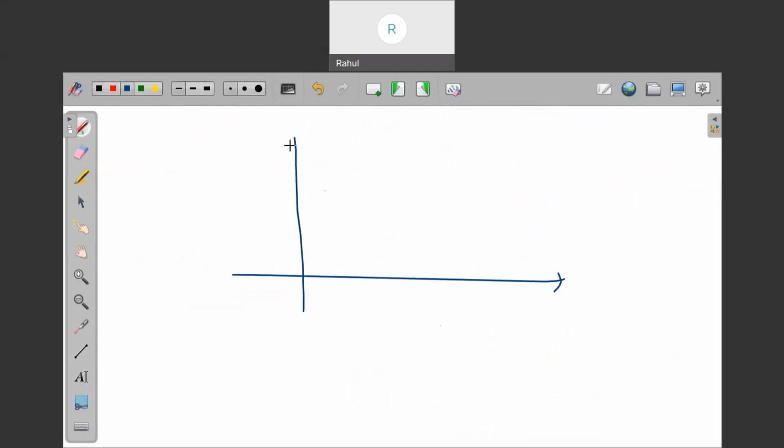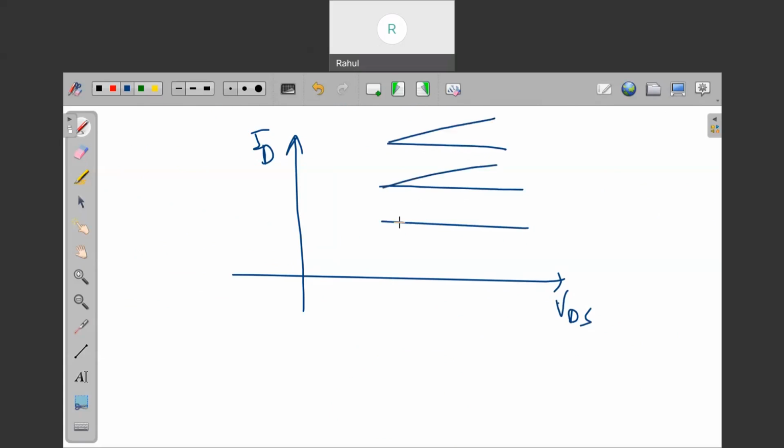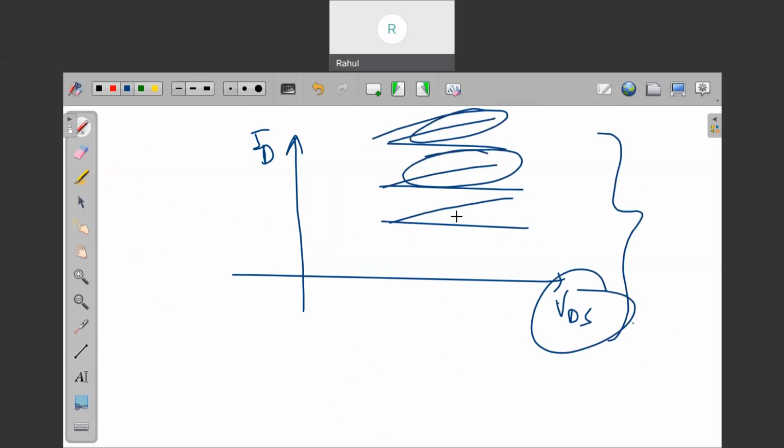So if I draw the IV characteristic, ID versus VDS, initially we want this kind of characteristic, right? But there should be a slope as well, so you have to keep this in mind. As you change VGS, you change VDS. Because of channel modulation, there will be a resistance, the output resistance. So these are important.